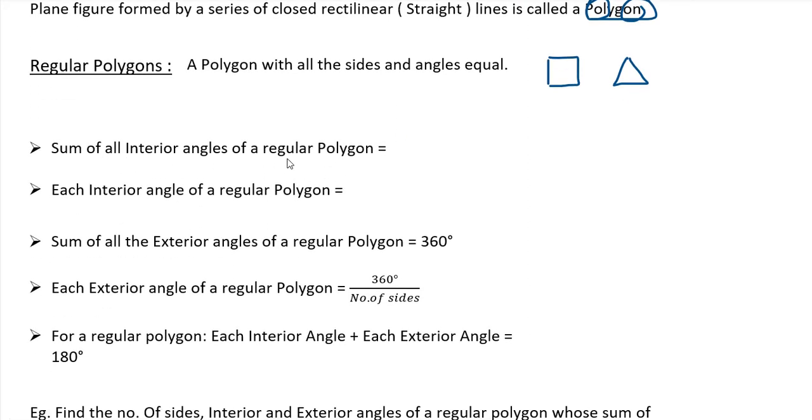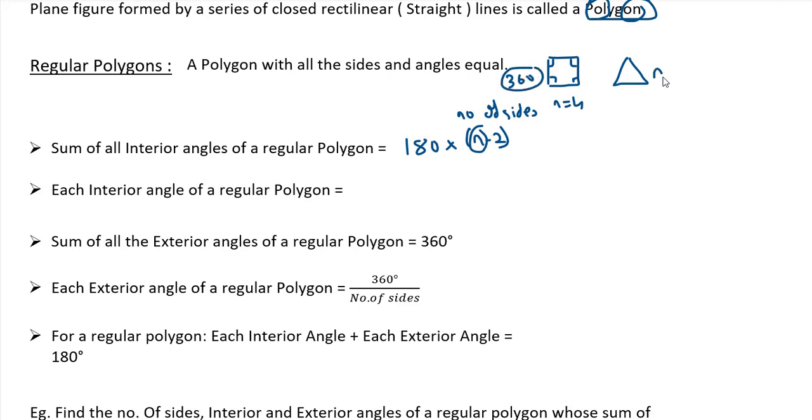Sum of all the interior angles of a regular polygon is given by 180 into n minus 2, where n is the number of sides. So for a square, the number of sides is 4. Let us substitute in the formula. We'll get 180 into 4 minus 2, which is 360. As we know, each of these angles is 90 degrees, so the sum of the interior angles will be 360 degrees. And from the formula also we are getting the same answer.